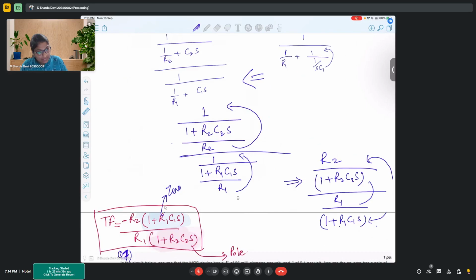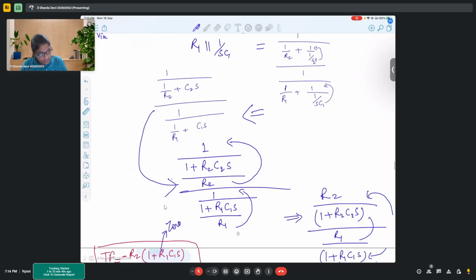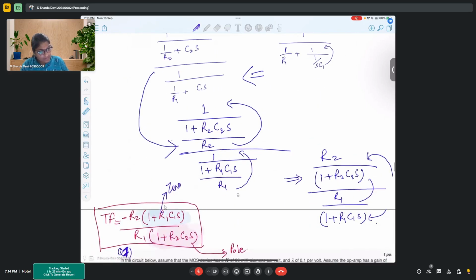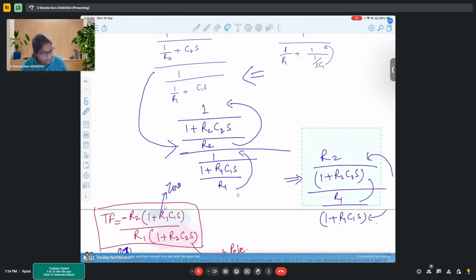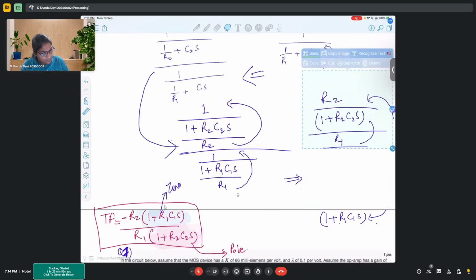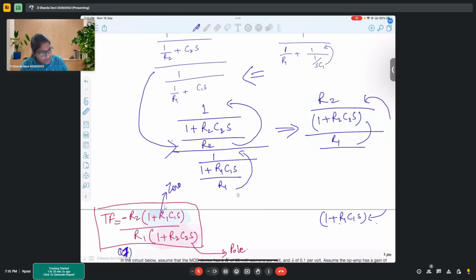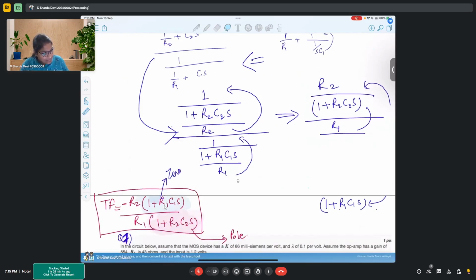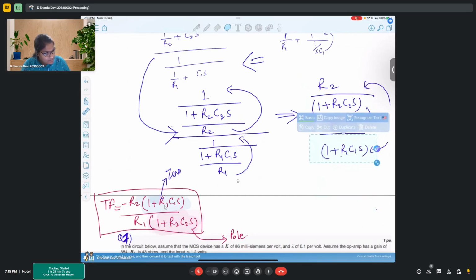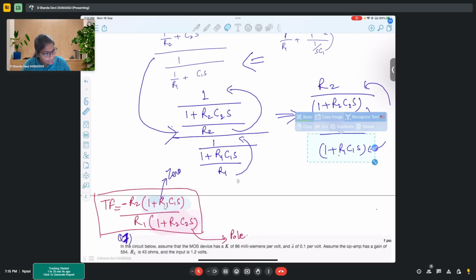Just so that it's easier for students to analyze. So we got the idea, right? How we have to look for poles and zeros. Yes.